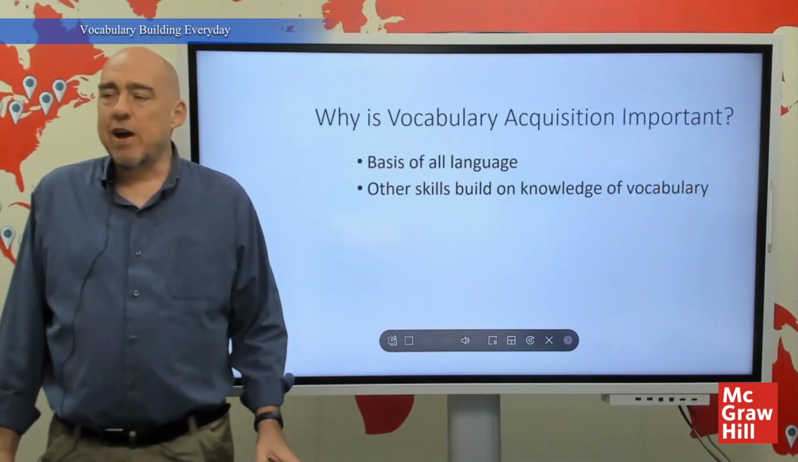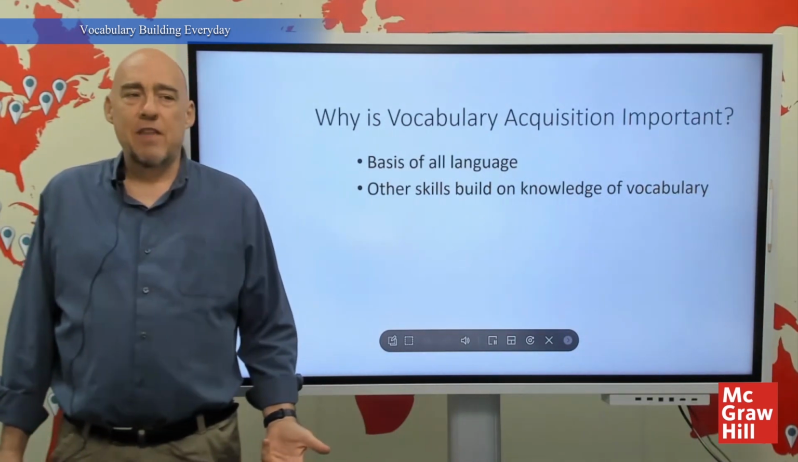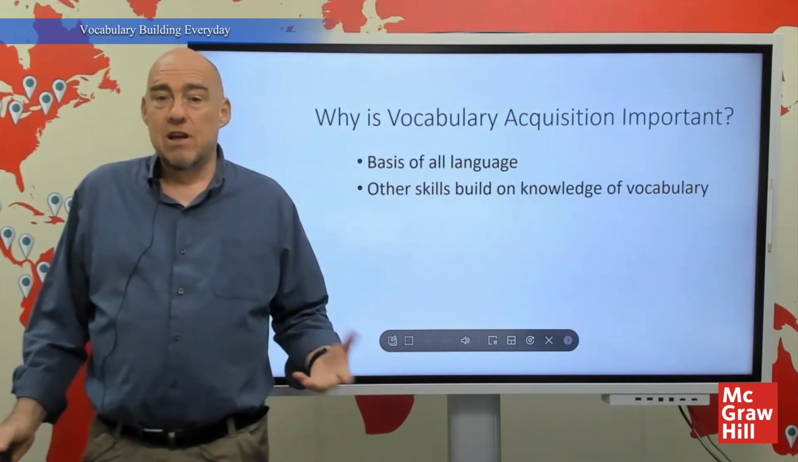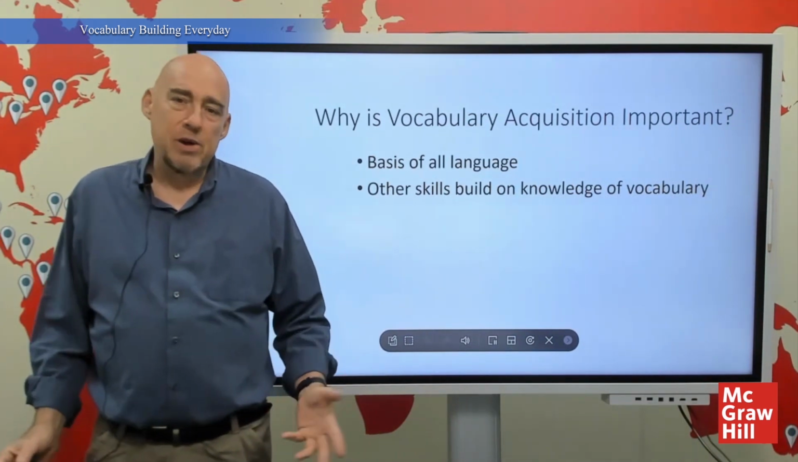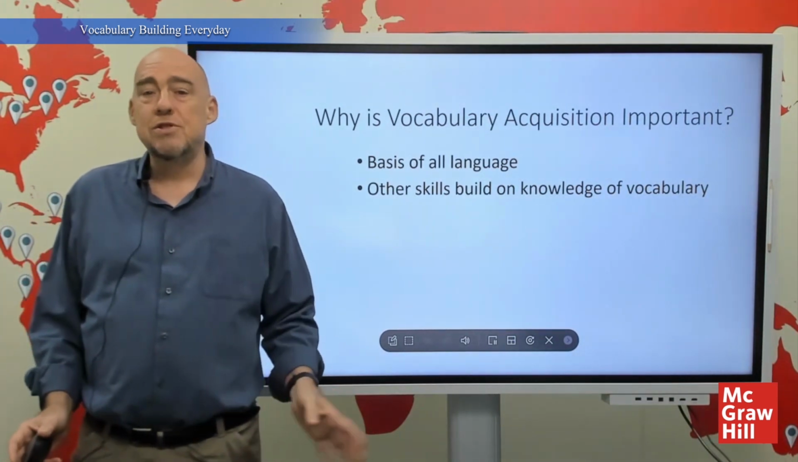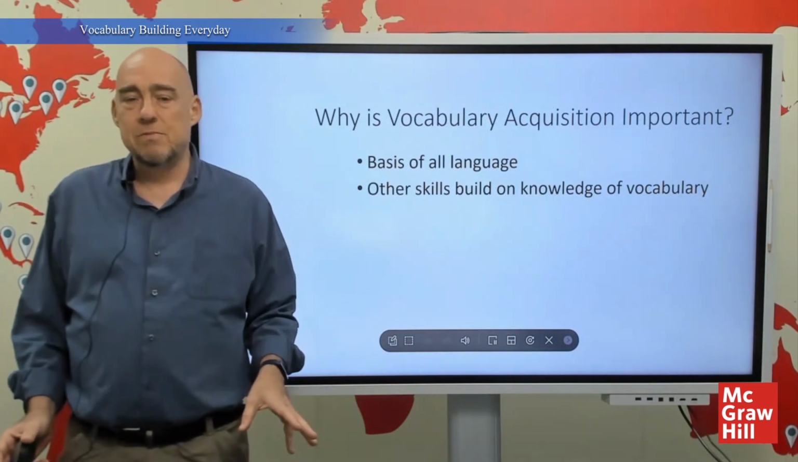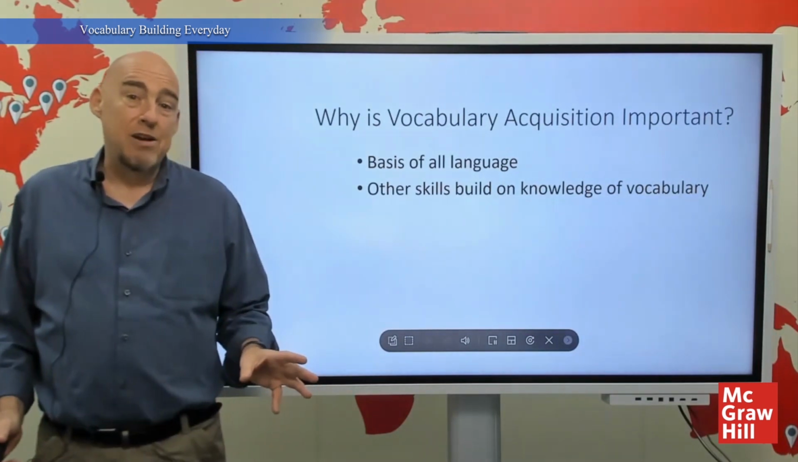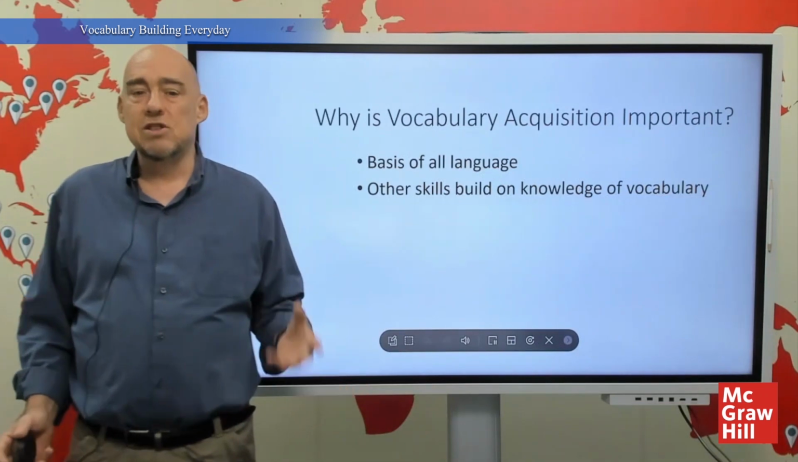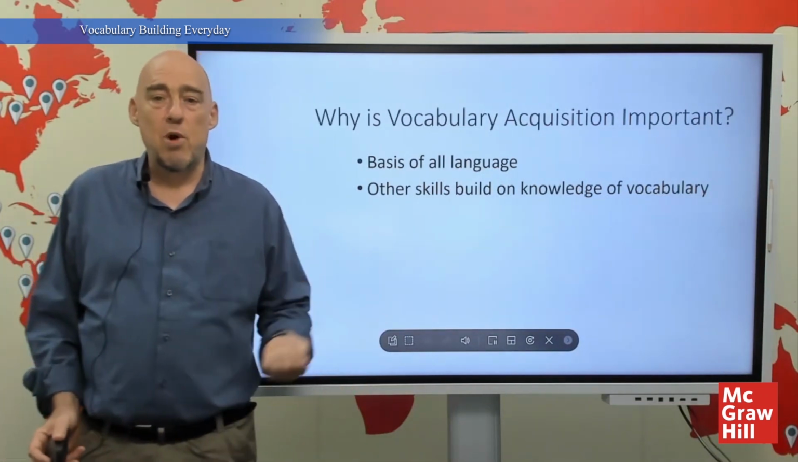So why is vocabulary important? I think it's an obvious answer. Vocabulary is the basis of all language, right? Without vocabulary, we can't really do much else. And that includes developing our other skills. Without vocabulary, we can't really work on our reading or our listening, speaking, or our writing. So vocabulary is quite important to learn.